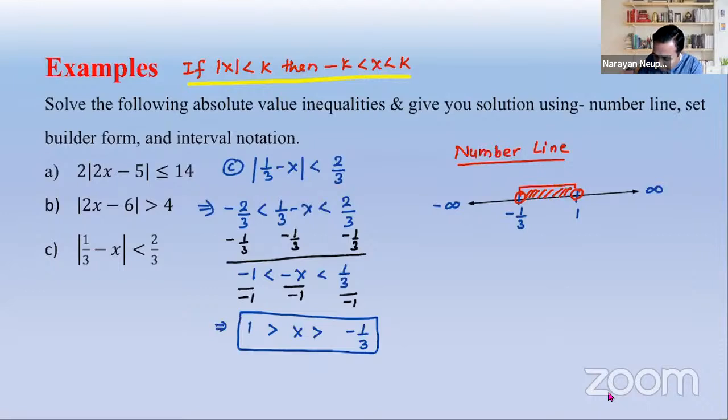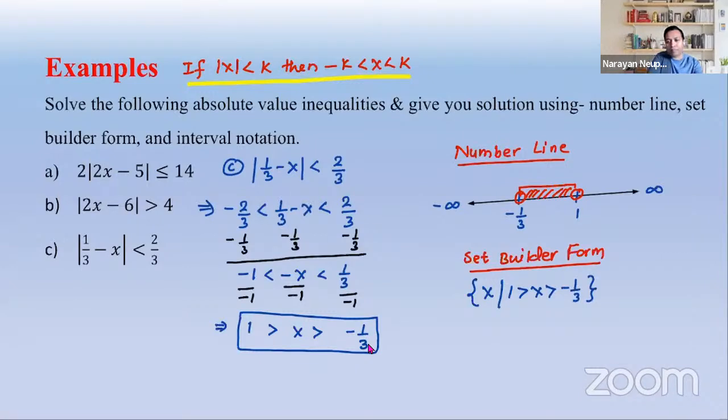Now let's write it using the set builder form. In set builder form, we write the set notation because the solution is the set of all x such that 1 is greater than x is greater than negative 1/3. And we close it. That is in set builder form.